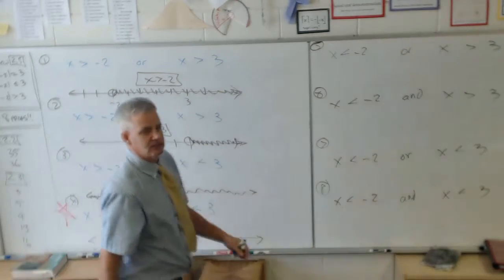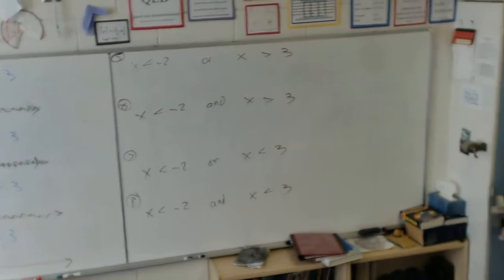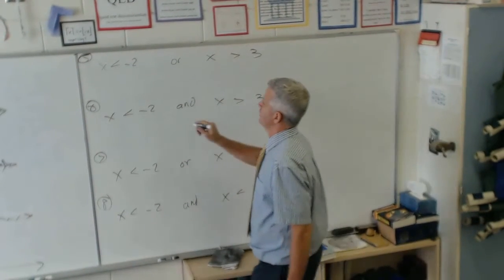Who's up next, Thomas? Kyle. Kyle, number 5. So would be anything that's not between -2 and 3?